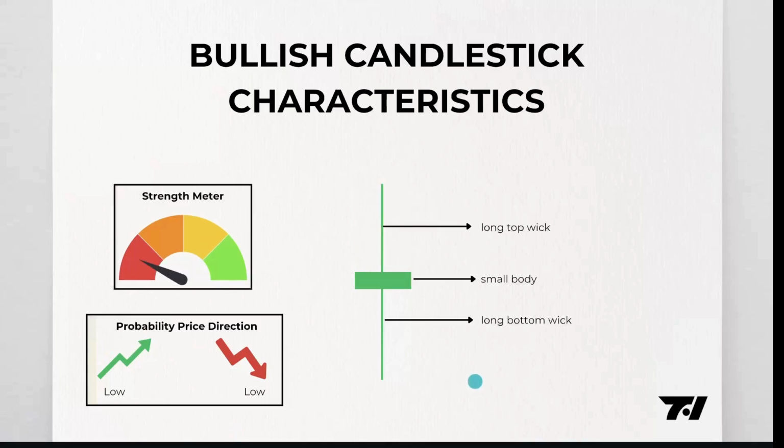The next one, you can see an example of an indecisive candle, I call it. Why? Because it has a very small body, right? It has a long top wick, and also it has a long bottom wick. Now, I explained to you before that wicks could be interpreted generally as rejection.